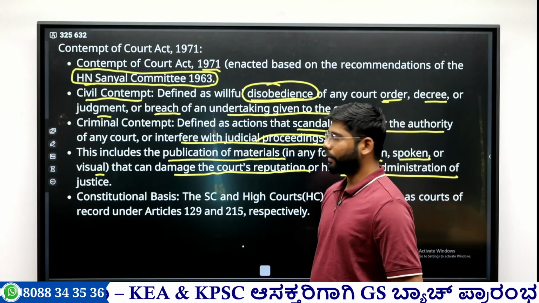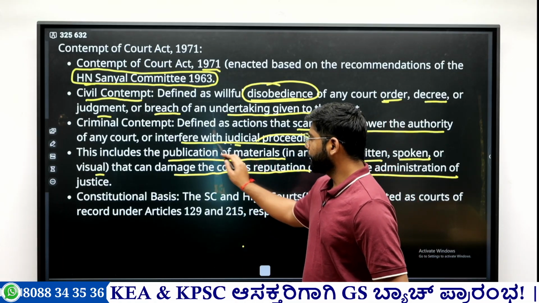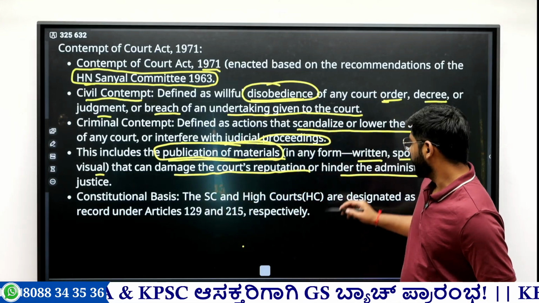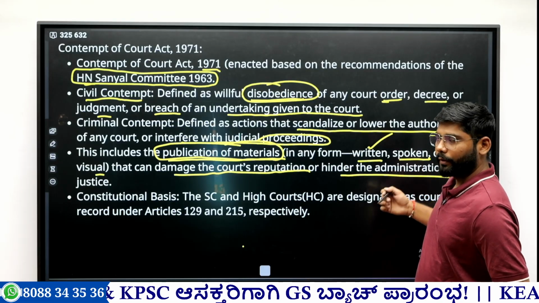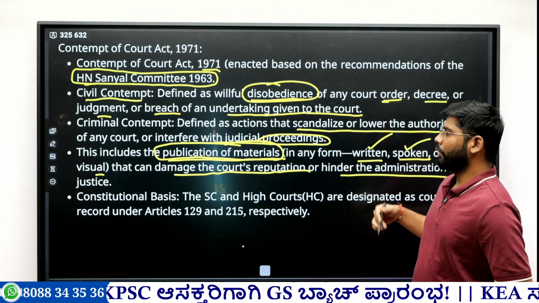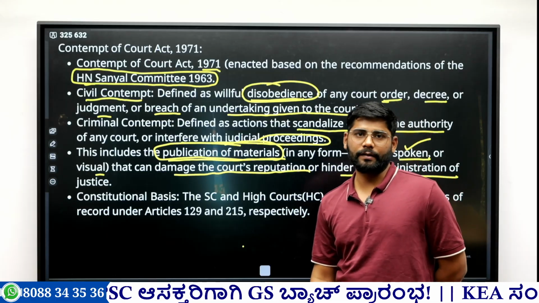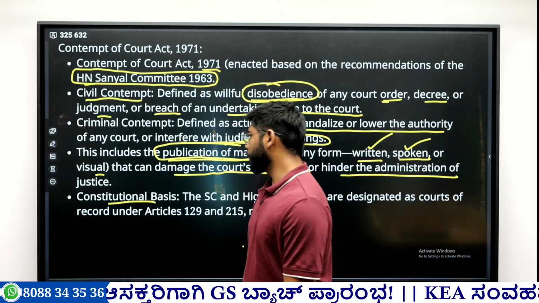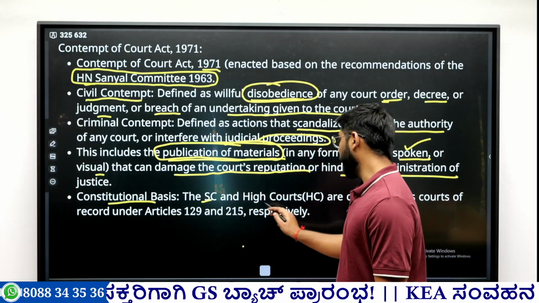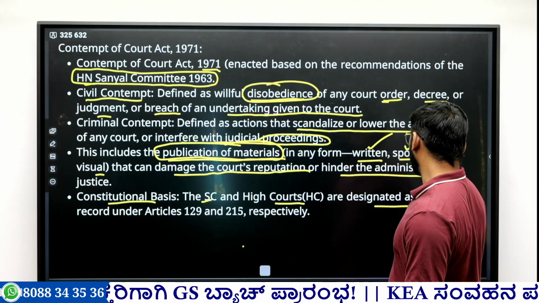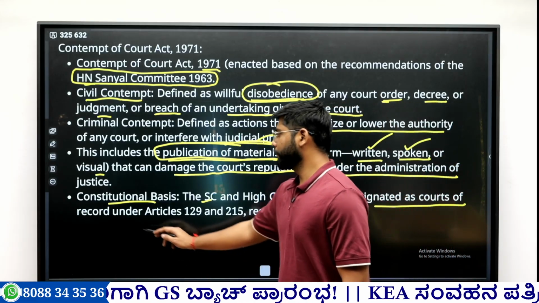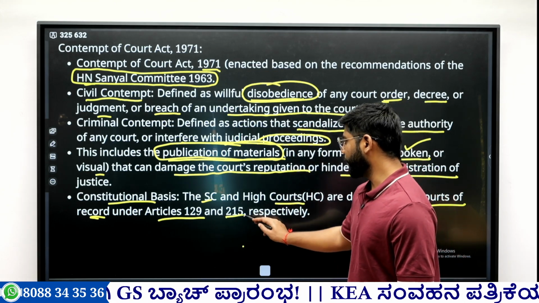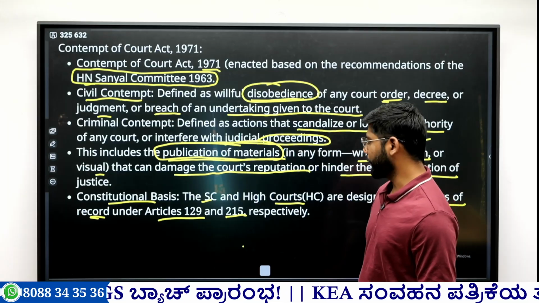Okay, when it comes to criminal contempt, they will refer to this publication of materials. Whether it is written in a newspaper, or spoken, or through visuals, it is considered a contempt of court. Now the constitutional basis. What is the constitutional basis? The Supreme Court and High Court are designated a court of record under Article 129 and 215 respectively.